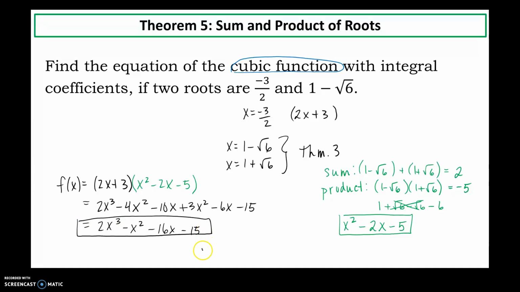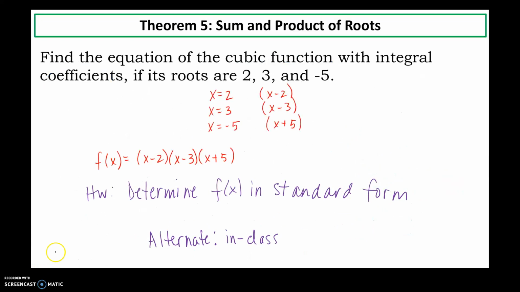And like the other 3, we'll talk about an alternate solution, but I promise you it's not as fun. Okay, and that's it for the video. No additional homework other than multiply that out and determine that cubic function in standard form.